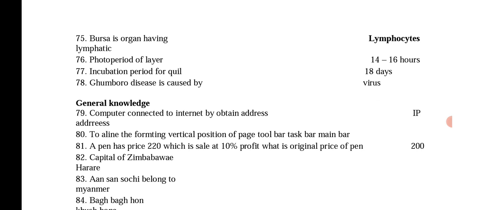To align the formatting vertical position of a page: toolbar, taskbar, main bar, which bar is it? The question is which option will be used for vertical position formatting of a page. I did not know at that time.